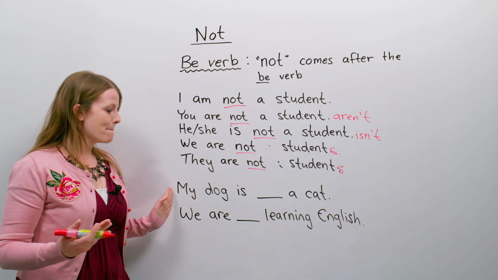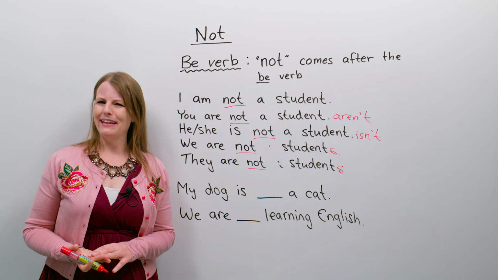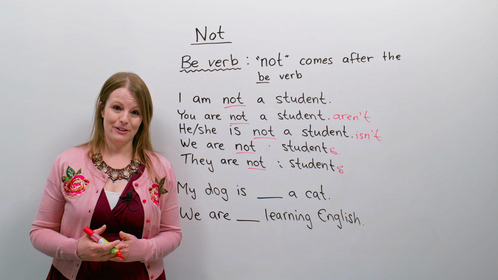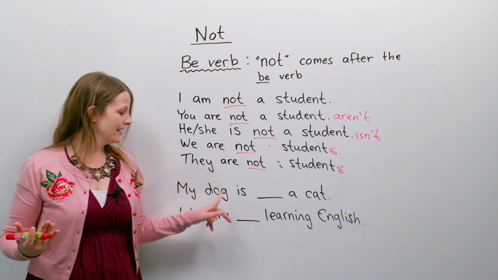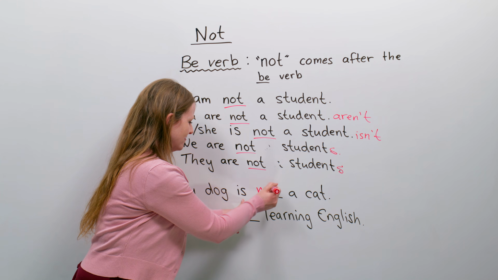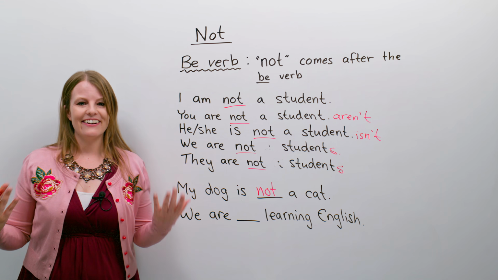My dog is a cat. That makes no sense. Let's use the not word. What can we say? Well, we have the be verb is. My dog is not a cat. Phew, good. All right.